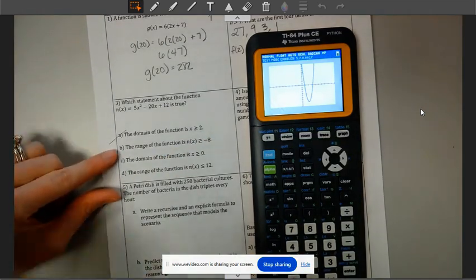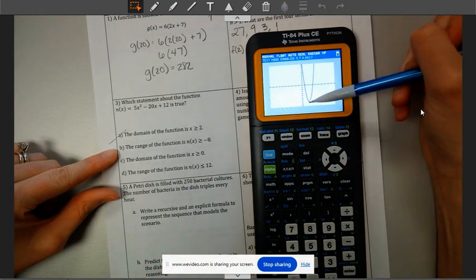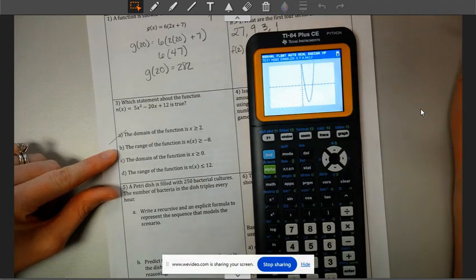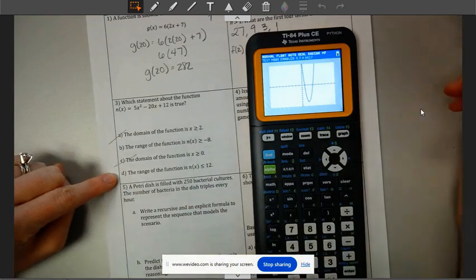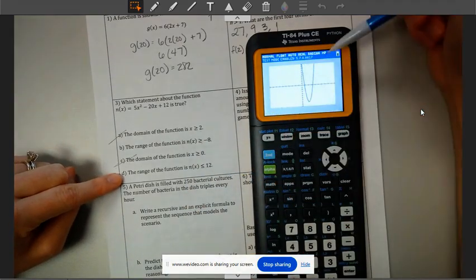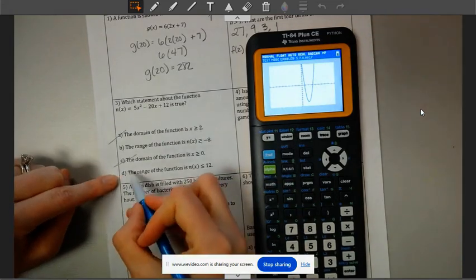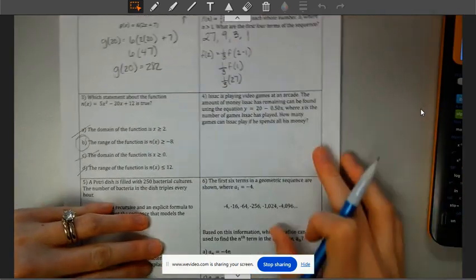The range is n of x is greater than or equal to negative 8. Well, down here, I'm at negative 8, and everything above it seems to be part of the graph. That seems like a good choice. Again, we talked about the domain is all real, so I'm going to say C is no. The range is n of x is less than or equal to 12. Well, that would mean my graph has to point down, so that doesn't work. So our answer is B.